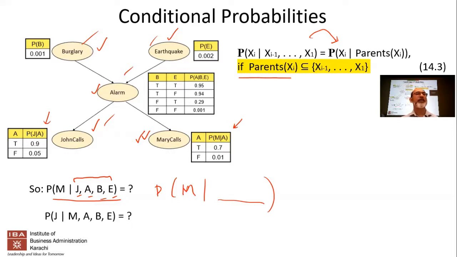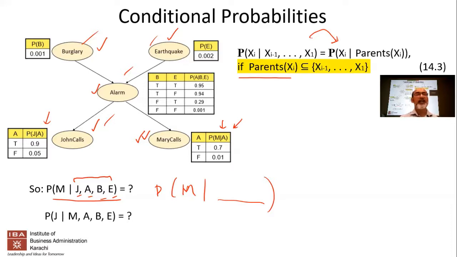What does it directly depend on? Only on the alarm, right? And we already have the answer that the probability of M given A is already given. Okay, so what does that tell you? Do we really need to have all of these other variables in there? Conditional variables? No, we could simplify it.